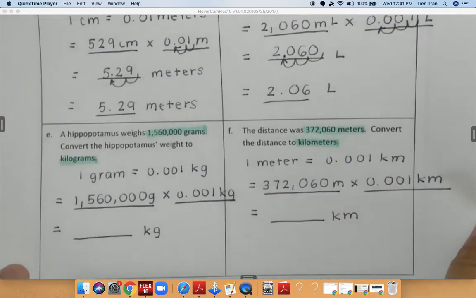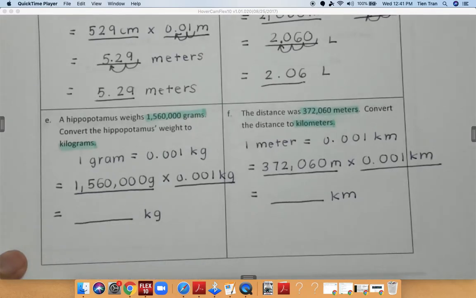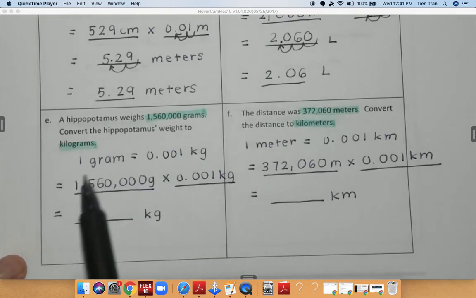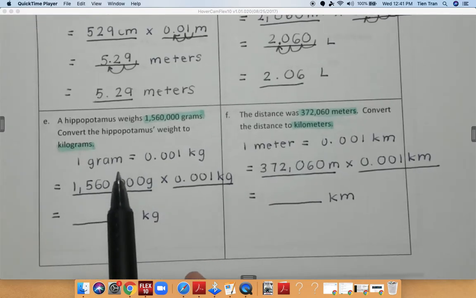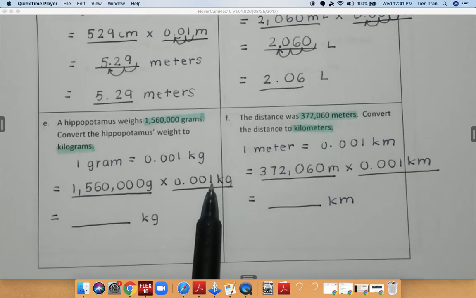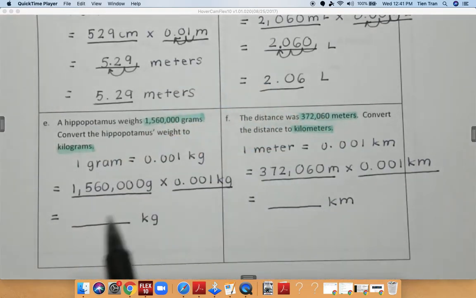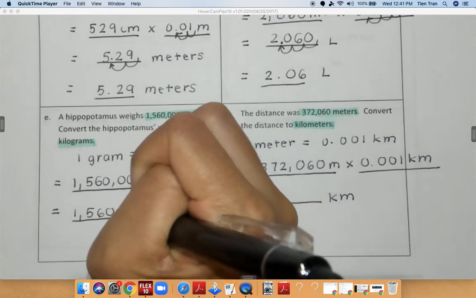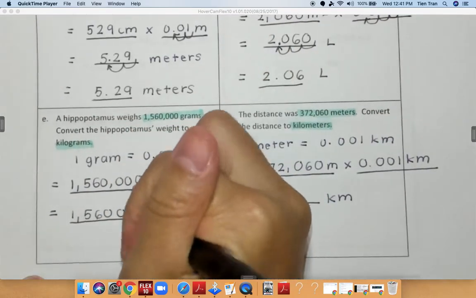Now, problem E. A hippopotamus weighs 1,560,000 grams. Convert the hippopotamus weight to kilograms. 1 gram is equal to 1/1,000th of a kilogram. So I'm multiplying 1,560,000 grams times 0.001 kilograms. So I can write that number exactly the same because 1,560,000 times 1 is equal to 1,560,000. Whoa, I'm running out of space.